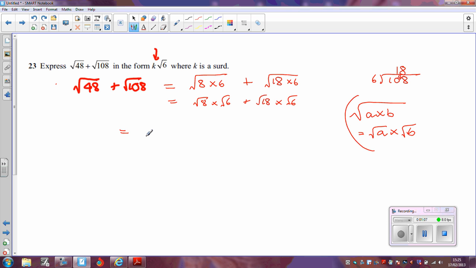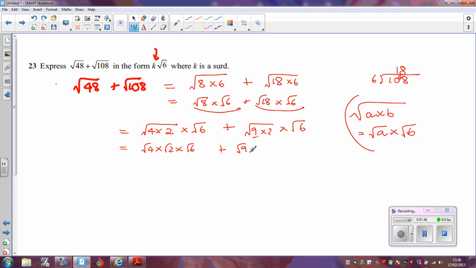Okay, what I'm now going to do with my root 8 is what I would usually do when I'm simplifying surds. I'm going to think of writing 8 as a square number multiplied by something. Well, I can see that 8 is just 4 times 2, so this just becomes the square root of 4 times 2 times the square root of 6, and this becomes, I'm going to do the same thing, 18 is the same as 9 times 2, there's my square number, 9 there, and this is multiplied by root 6, and now I can split that into root 4 times root 2 times root 6, and I'm going to split this into root 9 times root 2 times root 6.